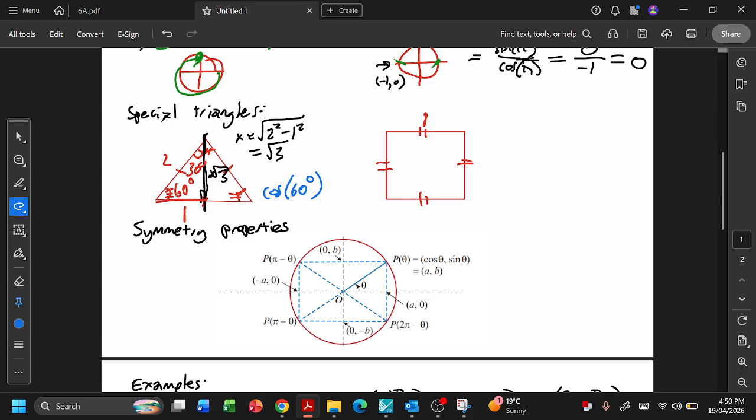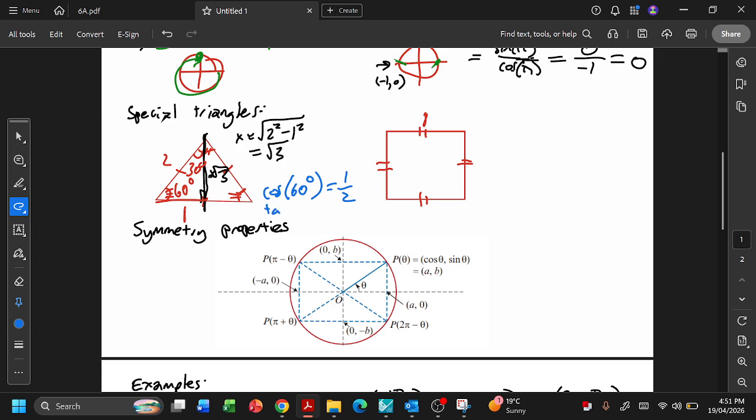Now, we know everything about this triangle that I've just sketched here. We know all of its angles, we know all of its side lengths. If we look at this triangle, we can see that cos 60 degrees is equal to adjacent over hypotenuse. Now, the side that's adjacent to 60 degrees is 1, and the hypotenuse is equal to 2. So therefore, cos 60 degrees is equal to a half, and this is always going to be the case.